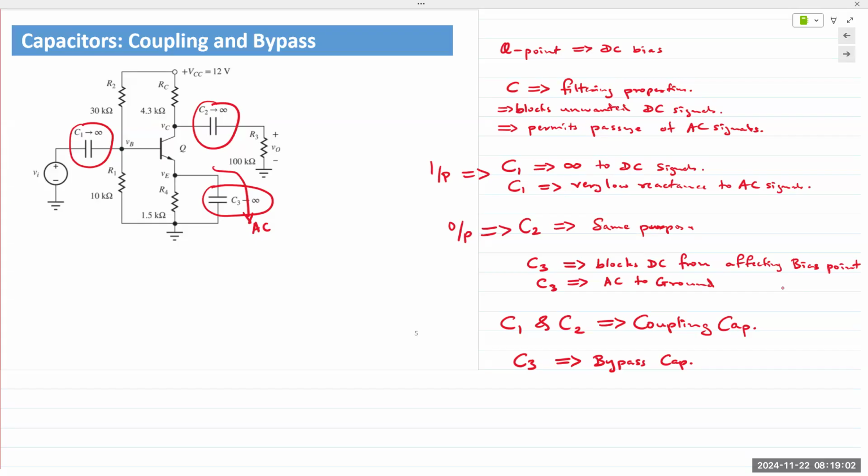Okay. So the addition of these capacitors allows us to separate the analysis. We can now analyze the DC separately and we can analyze the AC separately. So then let's take a look at how the circuit looks for both the DC and AC input signals.